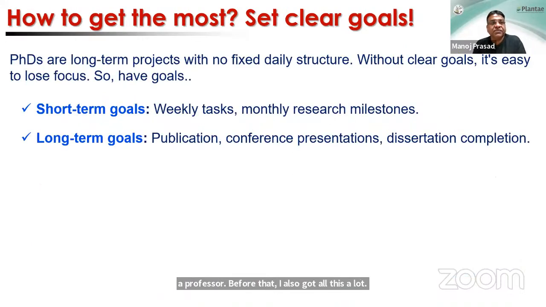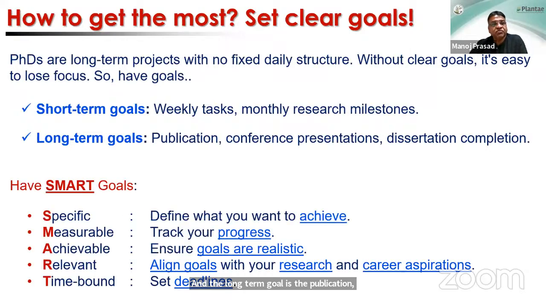So what is the main goal for a PhD student? It's not a fixed daily structure, but a PhD student must be focused on short-term goals and long-term goals. In short-term goals, they can have weekly tasks and monthly research milestones, and the long-term goals are publication, conference presentation, and dissertation completion. Having that makes them SMART goals. SMART means specific, measurable, achievable, relevant, and time-bound. So all these first letters make some sense actually.